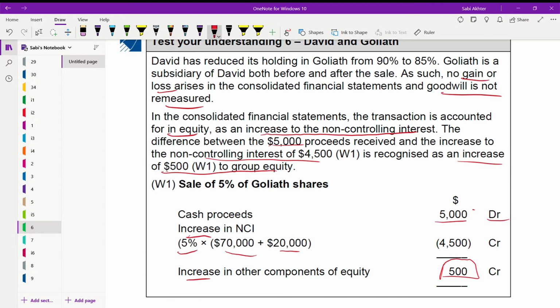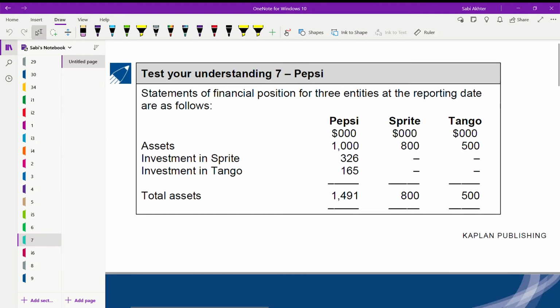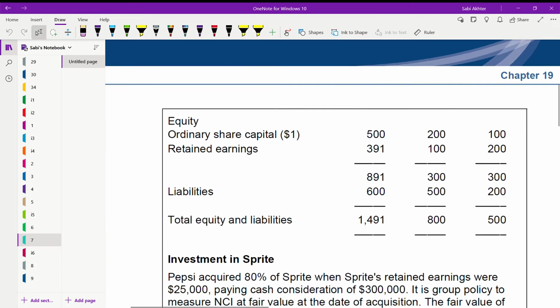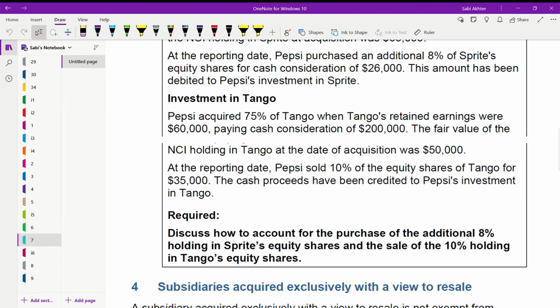Test your understanding 7. Statement of financial position for 3 entities are given: Pepsi, Sprite and Tango. Investment in Sprite, investment in Tango. What are you required to do? Discuss how to account for the purchase of additional 8% in Sprite and sale of 10% in Tango.